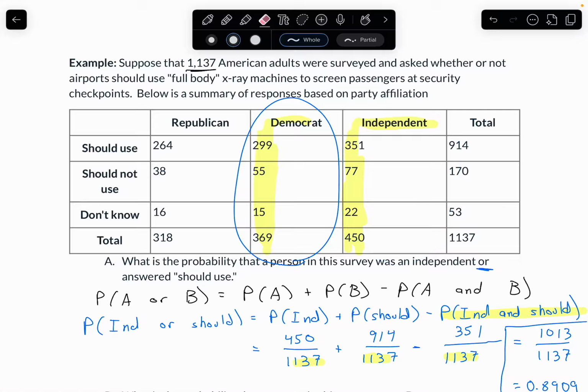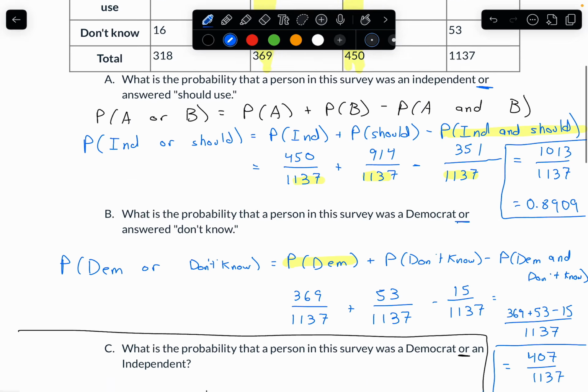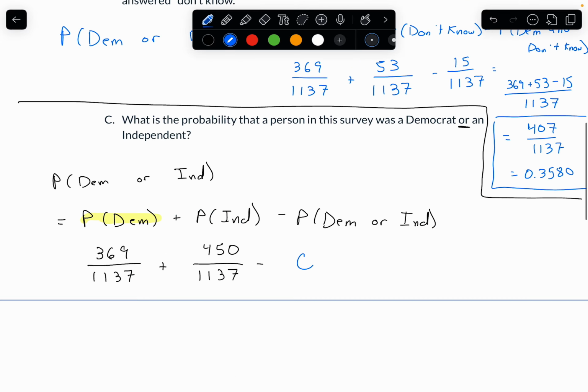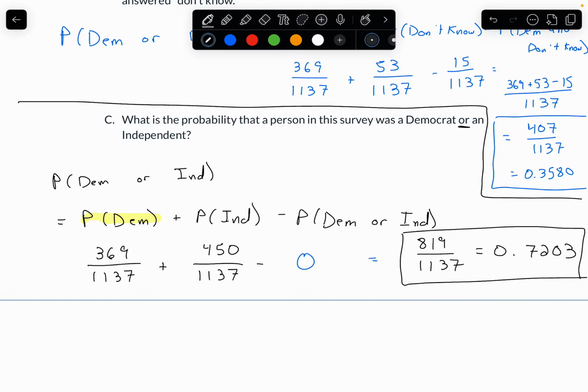So what that means for me is that the probability of being a Democrat and an independent, if they can't happen at the same time, is simply just 0. I don't care about that part. I can just focus on the 369 plus 450. So 369 plus 450 gives me 819. So 819 divided by 1,137, which gives me 0.7203 if I wanted to round to 4 decimal places. So there is my probability.